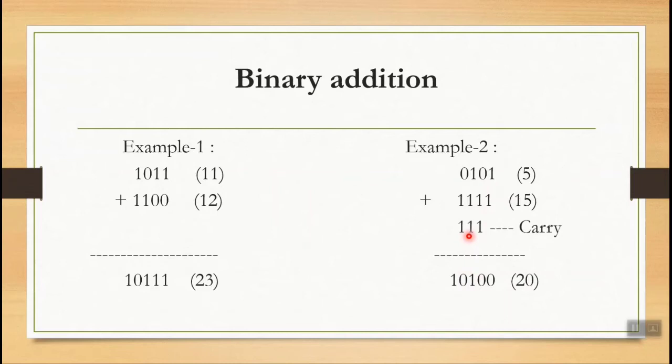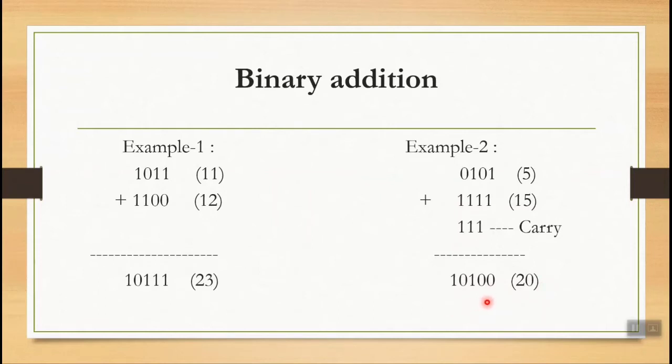Now 1 plus this carry is 1. Now 1 plus 1 is 0 and that 1 is there, so it is becoming 1 again. Carry is 1. 1 plus 1 is 0. Carry is 1. So this is the addition of binary numbers.